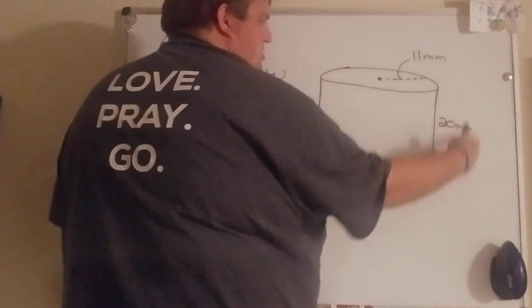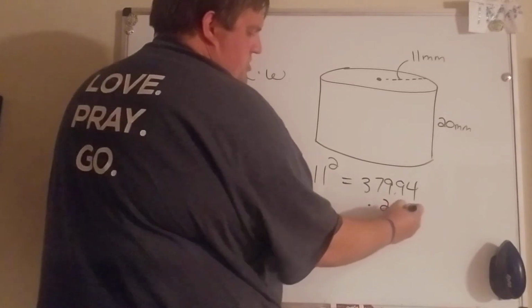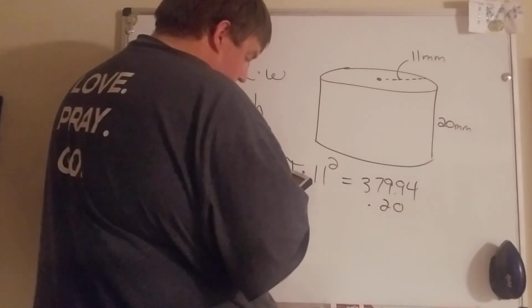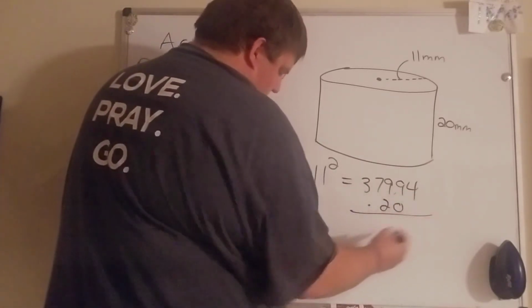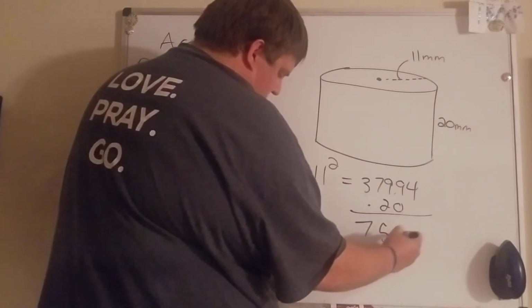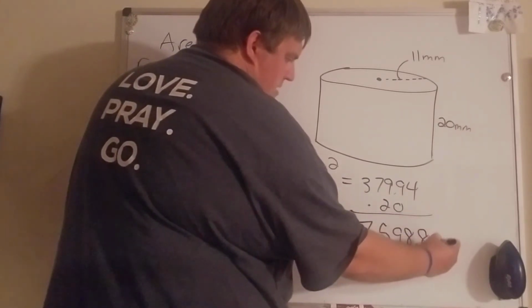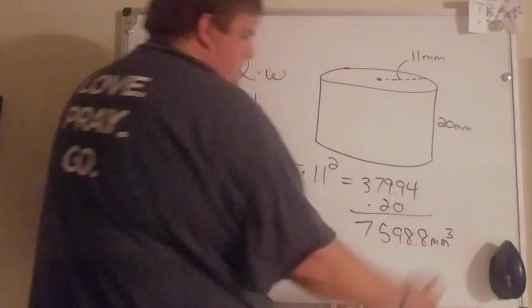Our last step, multiply it by the height, which in this case is 20. So when I multiply that by 20, I get a volume of 7,598.8 millimeters cubed.